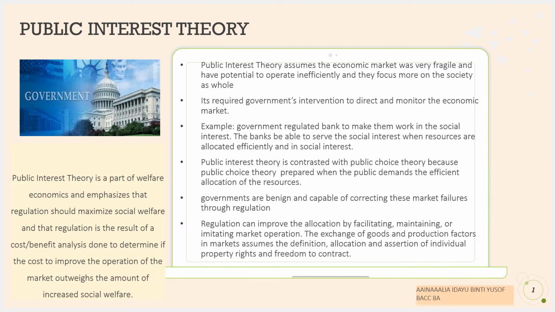The public interest theory is a part of welfare economics and emphasizes that regulations should maximize social welfare. Regulations are the result of a cost and benefit analysis done to determine if the cost to improve the operation of the market outweighs the amount of increased social welfare.